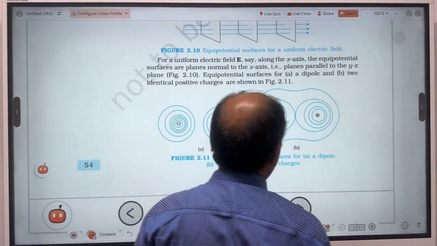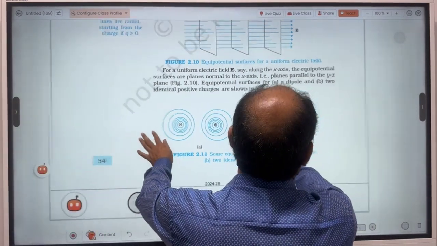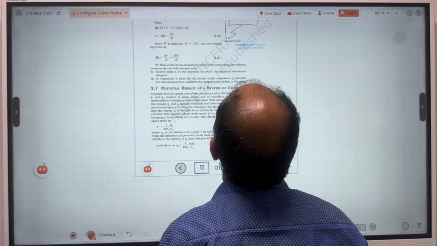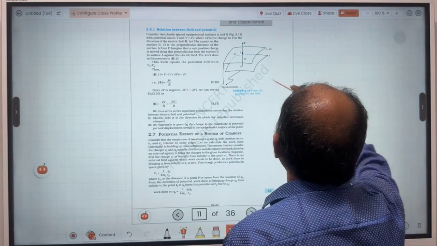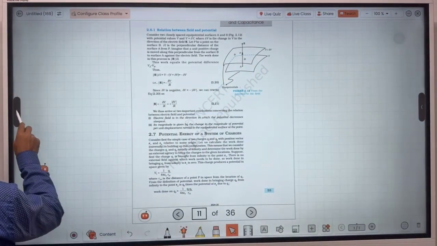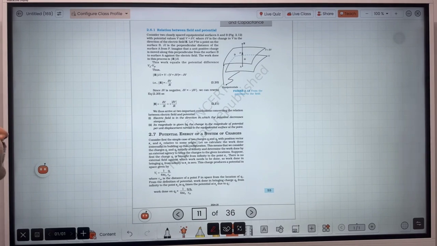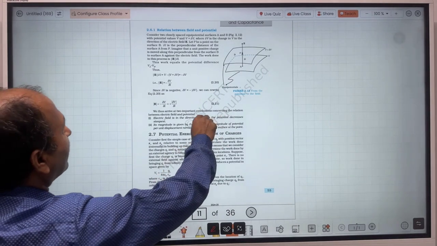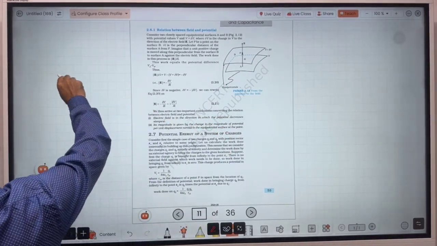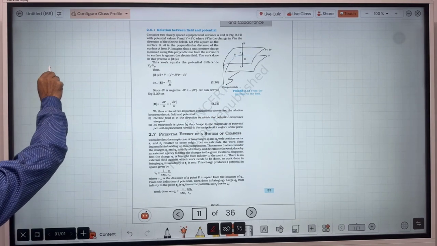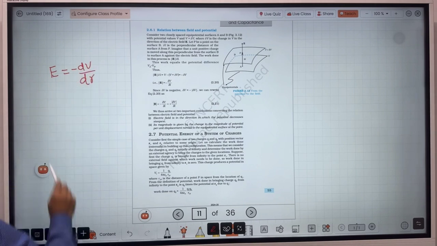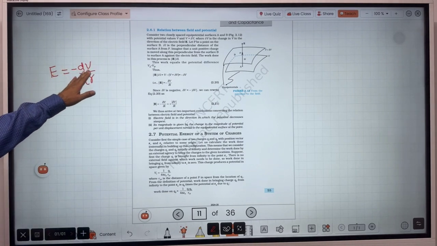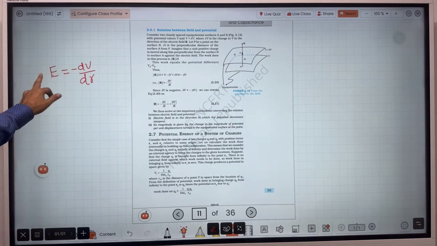Now here two equipotential surfaces are shown and we have to find out. If you remember, electric field is minus dV upon dr. What does this mean? Potential gradient: the negative gradient of potential is equal to the electric field.